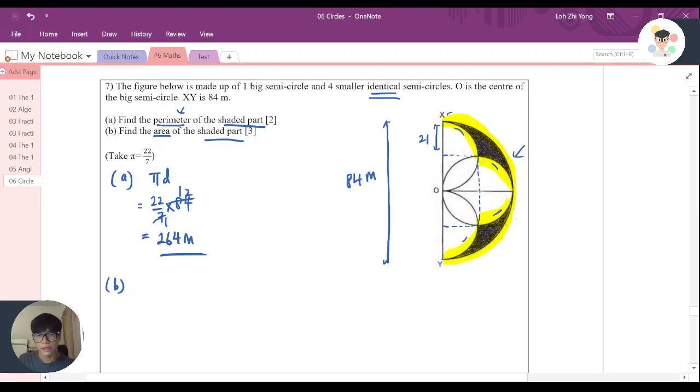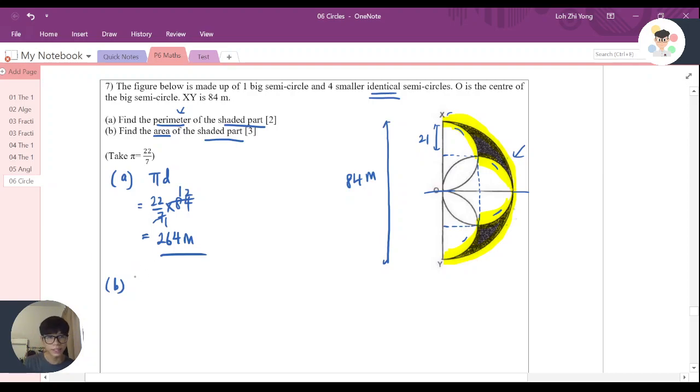Again, now I want to find the area of this small little shaded part. Of course I know that the top and the bottom are the same, so I actually can just find out one side, then multiply by 2. But that depends on you. Let me just do this: I just calculate as a whole.